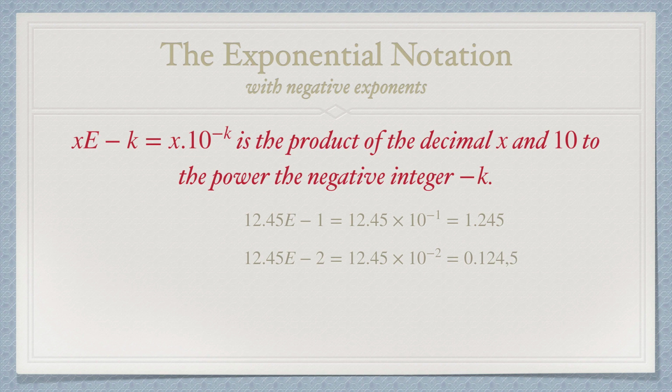12.45 e minus 2 is 12.45 multiplied by 10 to the power minus 2, that is 0.1245. 12.45 e minus 3 is 12.45 multiplied by 10 to the power minus 3, that is 0.01245.